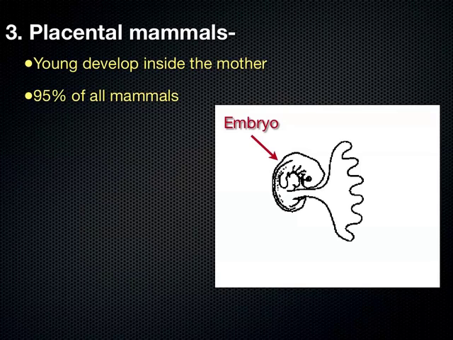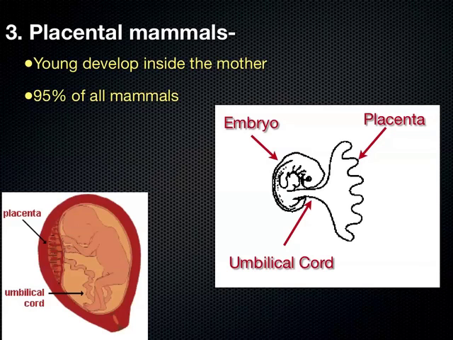So we have the embryo here. Obviously, this is a young embryo, very immature stages. The placenta is here, and connecting the two is the umbilical cord. Here's a picture of a human fetus. Obviously, it's much farther along in development. But what you have is the placenta here.